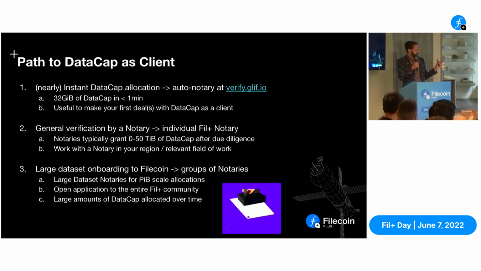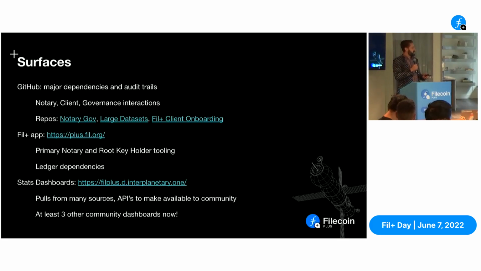Then there's the very large data set. So if you are onboarding something in the PiB scale of data, you will work with a cohort of notaries. You're applying to the entire notary pool to say, I would love a whole bunch of data cap for this really good, interesting big data set. Those are our 3 main pathways.